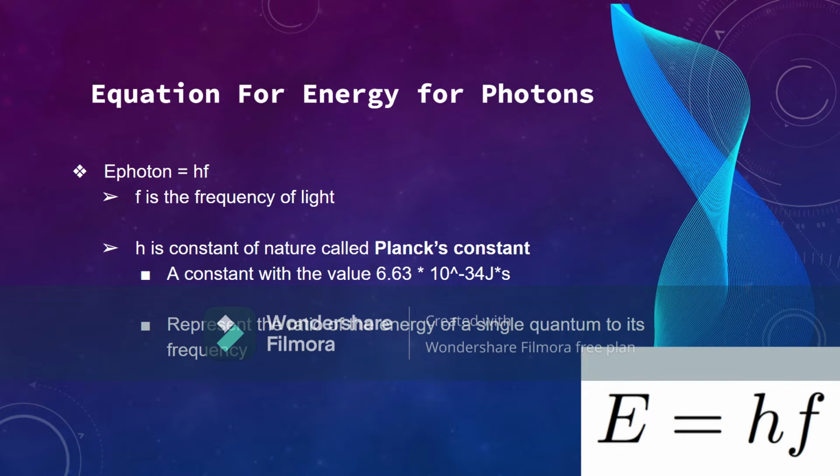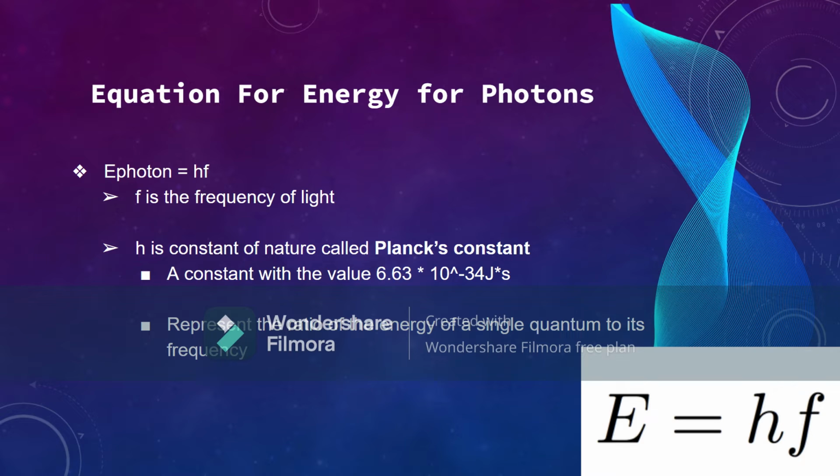Equation for energy of photons. E photon equals hf. That is the equation. This equation was created by Albert Einstein and Planck. Planck created the variable h, which is called Planck's constant, and f is the frequency of light.